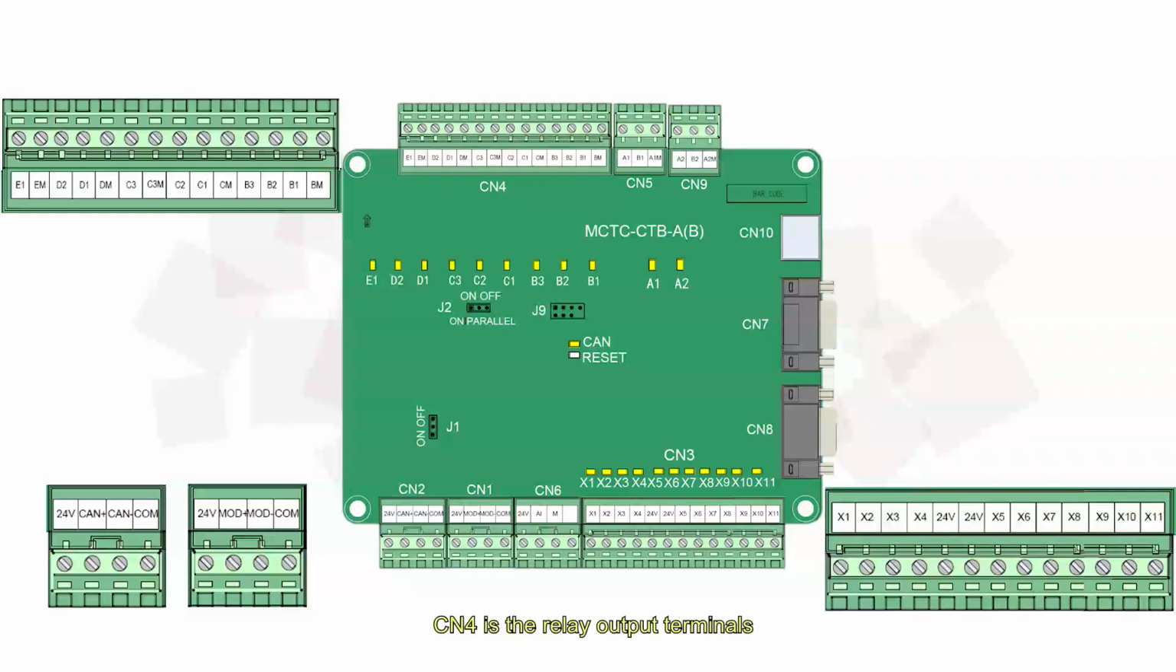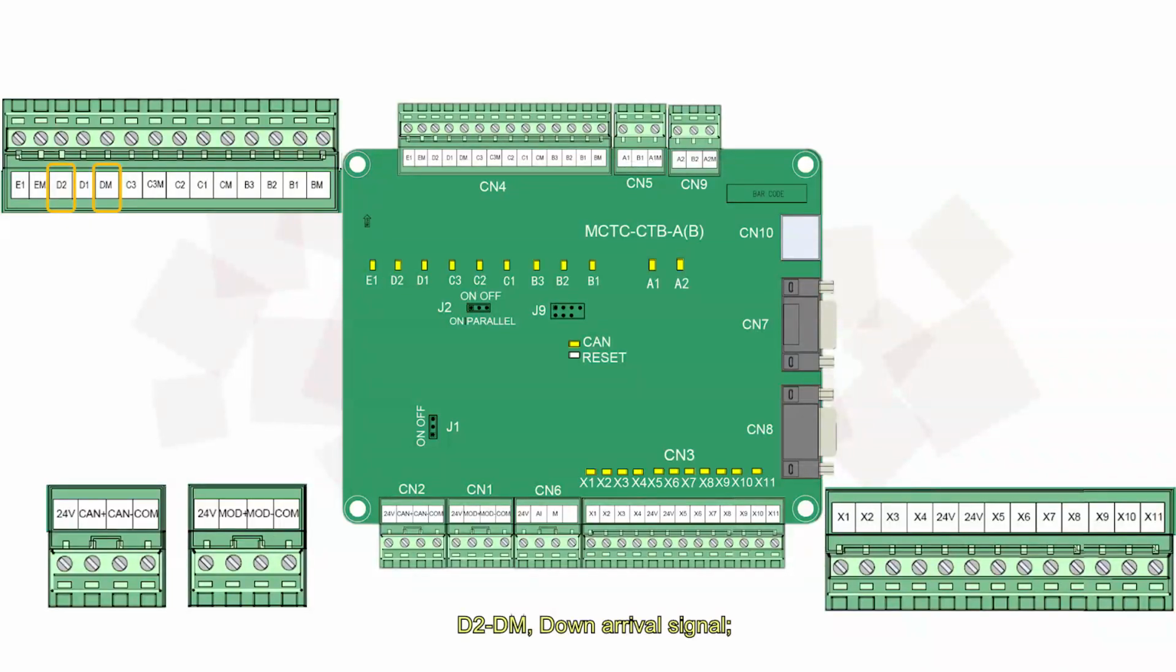CN4 is the relay output terminals. Terminal drive capacity is 1 ampere, 30 volt DC. B1 BM, open door signal output. B2 BM, closed door signal output. B3 BM, force closed door 1 output. C1 CM, fire buzzer output. C2 CM, home lift sliding door electric lock output. C3 C3M, light output. D1 DM, up arrival signal.